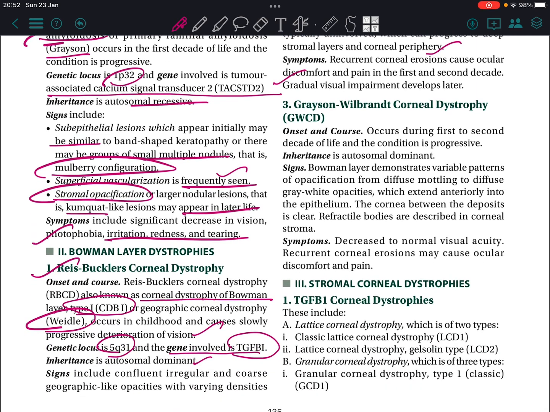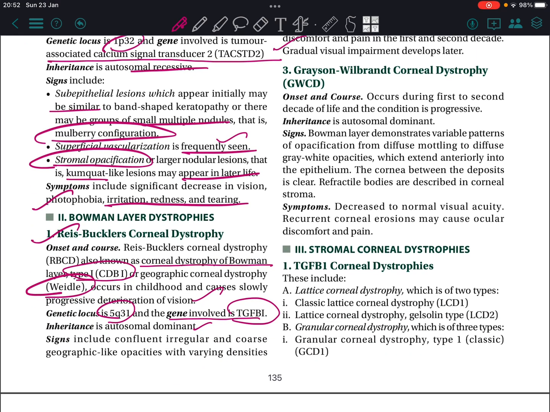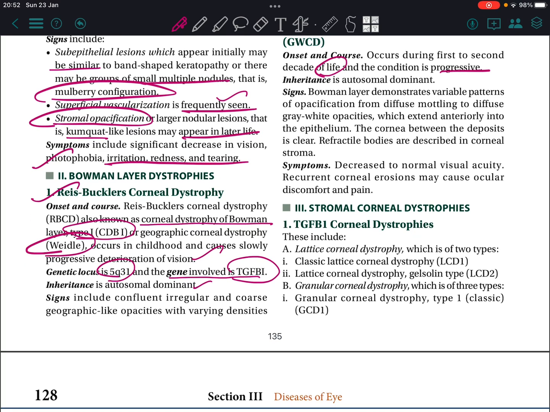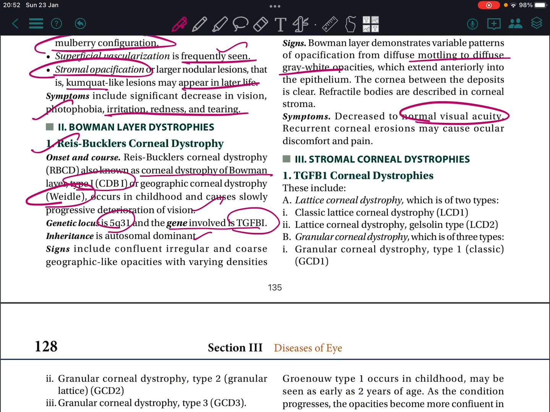Grayson-Wilbrandt corneal dystrophy (GWCD) occurs during the first to second decade of life. The condition is progressive. Inheritance is autosomal dominant. Bowman layer demonstrates variable patterns of opacification, from diffuse mottling to diffuse gray-white opacity. Symptoms: decrease in visual acuity.